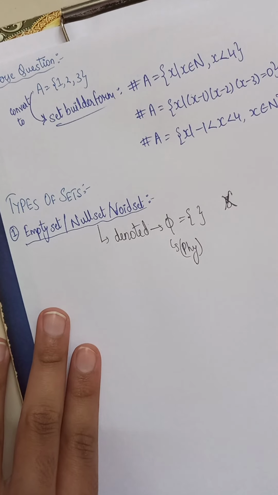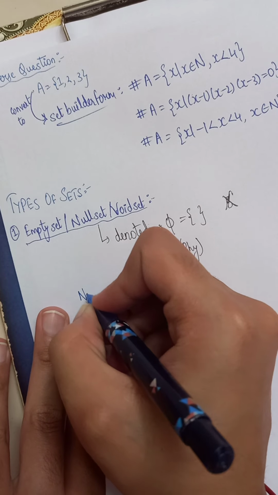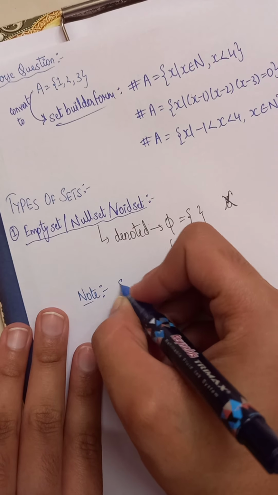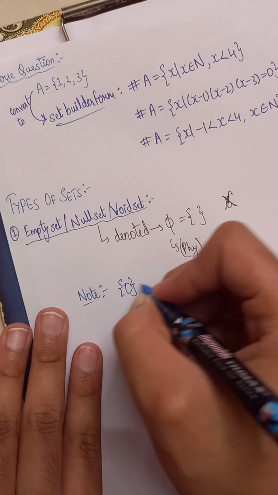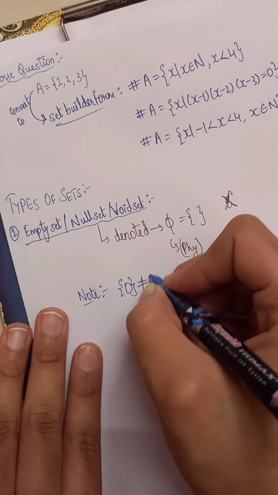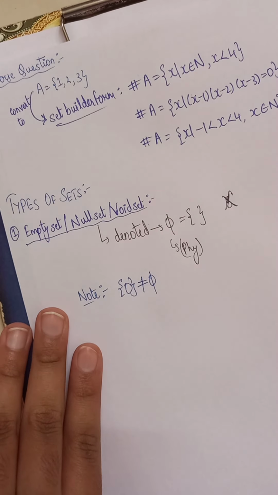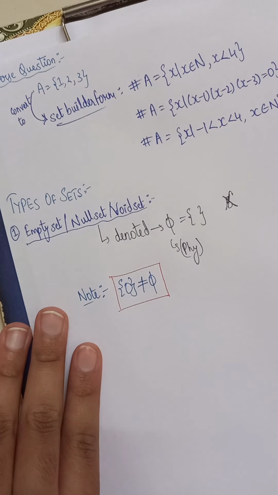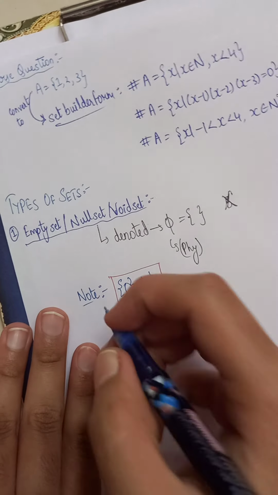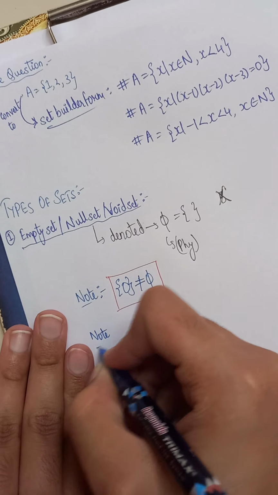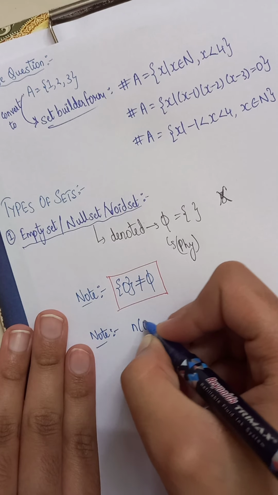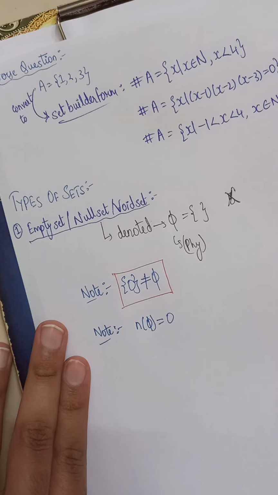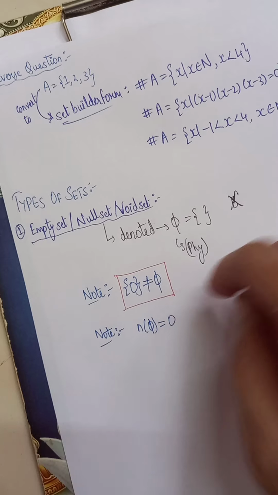A quick note under this: since this is an empty set, we cannot write it as 0. Phi is not equal to 0. This is an important point to note. Next note, the number of elements in phi is equal to 0. The number of elements in the empty set, null set or void set is equal to 0.